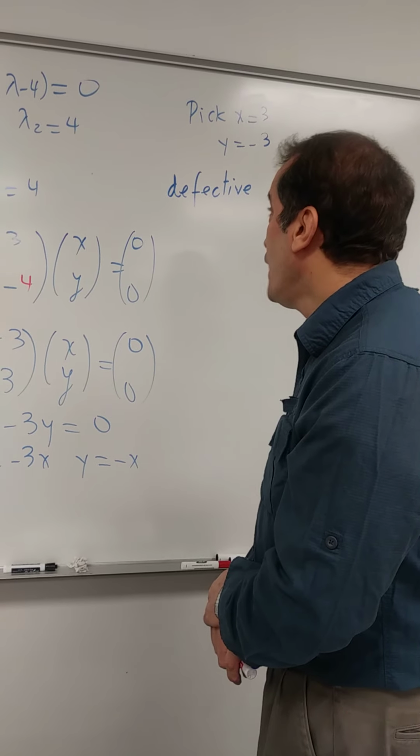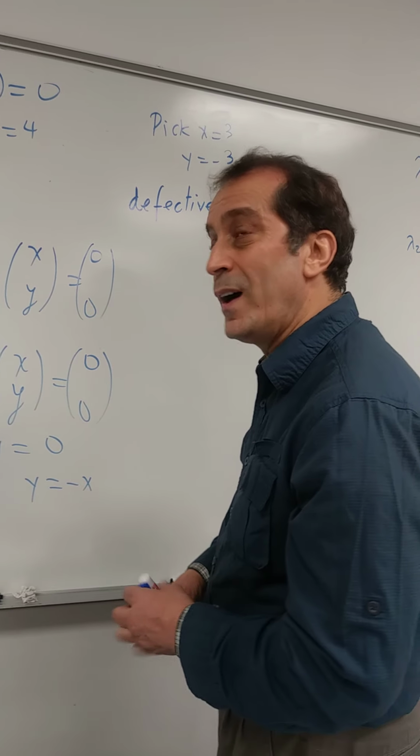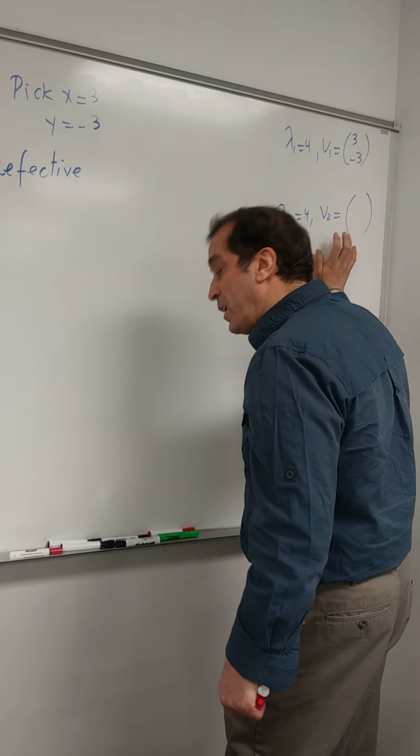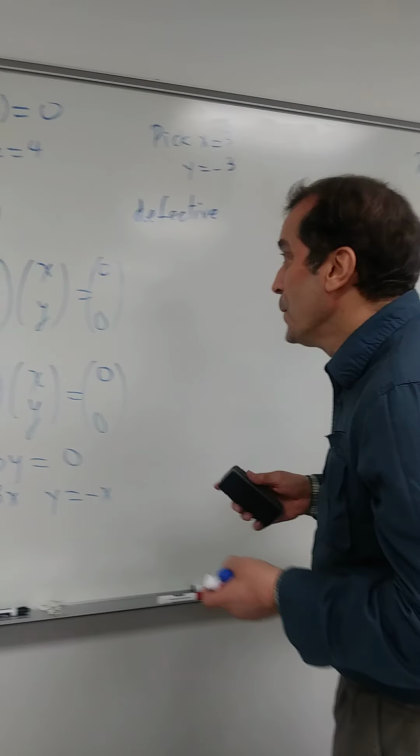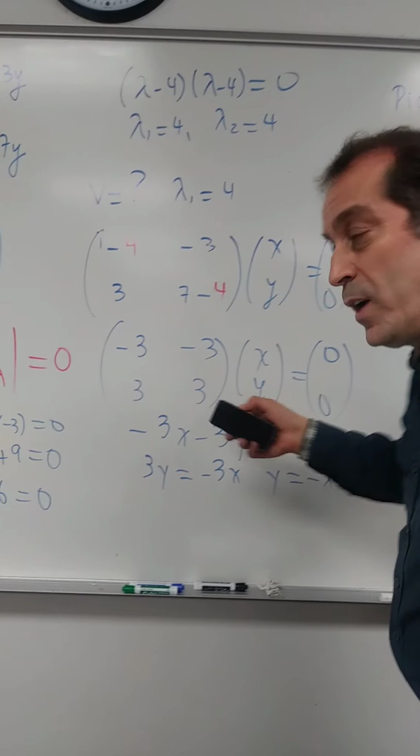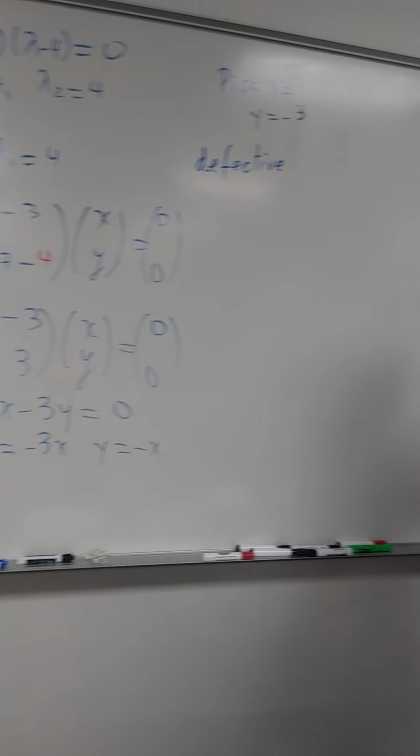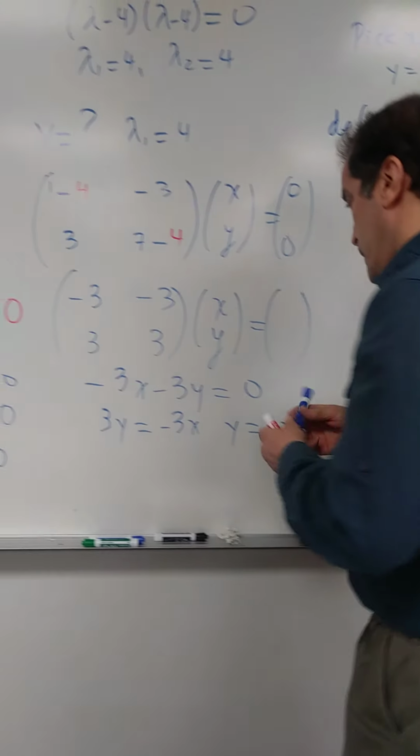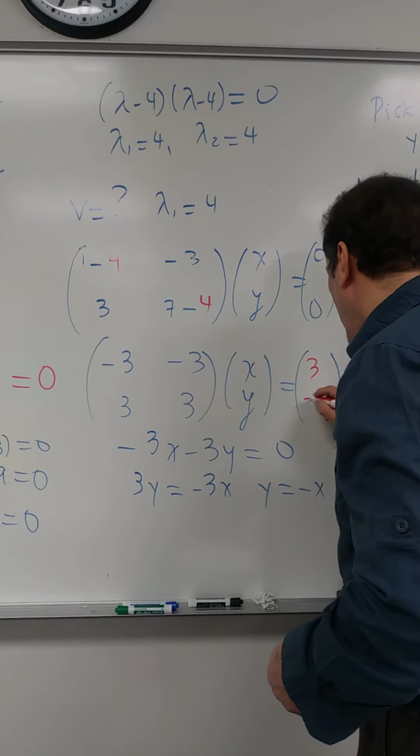Okay, if the eigenvalue is defective, in order for us to find the second eigenvector corresponding to the same eigenvalue, what we need to do, according to the proof, is resolve this equation, but on the right side, we're not going to put 0, 0. We'll put the first eigenvector we got. So we're going to put 3 and minus 3. So I'll put them in red, 3 and minus 3.